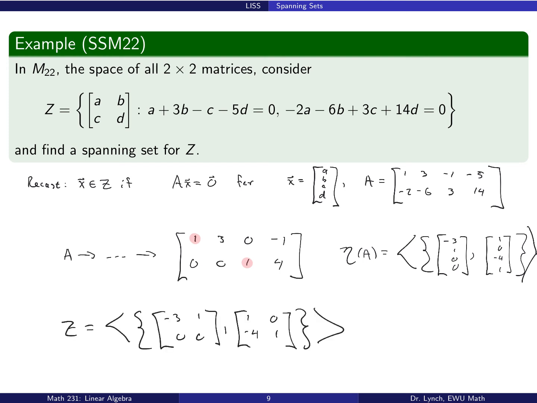Okay, so just translating vector X in C4 into 2x2 matrices, we see that a spanning set for Z is (-3, 1, 0, 0) and (1, 0, -4, 1). Okay, cool.